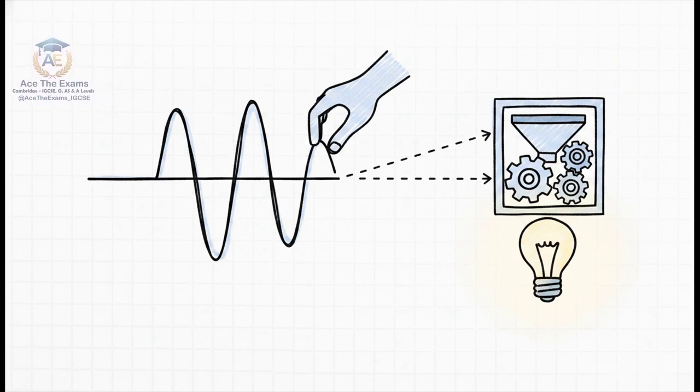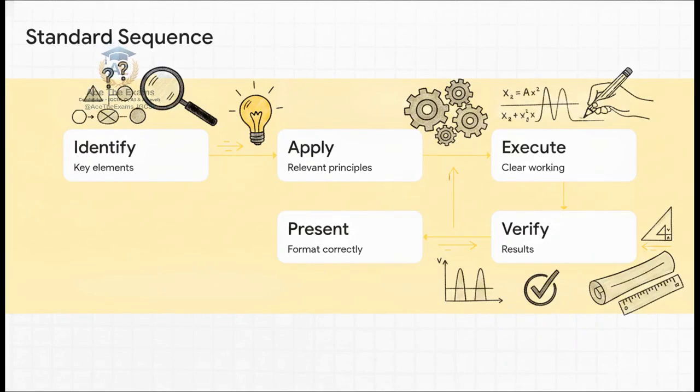Superficial readings will immediately cost you marks. You need to interpret the relationships presented to you. Maybe it's the relationship between time and voltage in an oscillating AC graph, and then draw solid, evidence-based conclusions before your finger even touches a calculator button. When tackling these specific exam questions, you absolutely must follow this standardized sequence from identification to formal presentation.